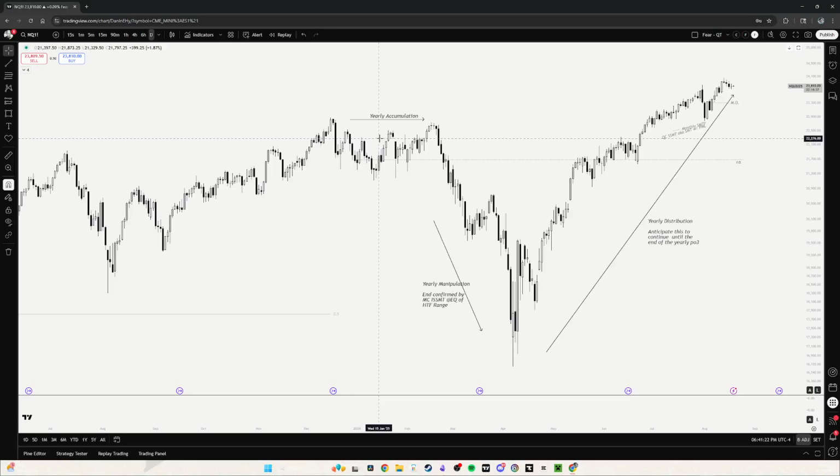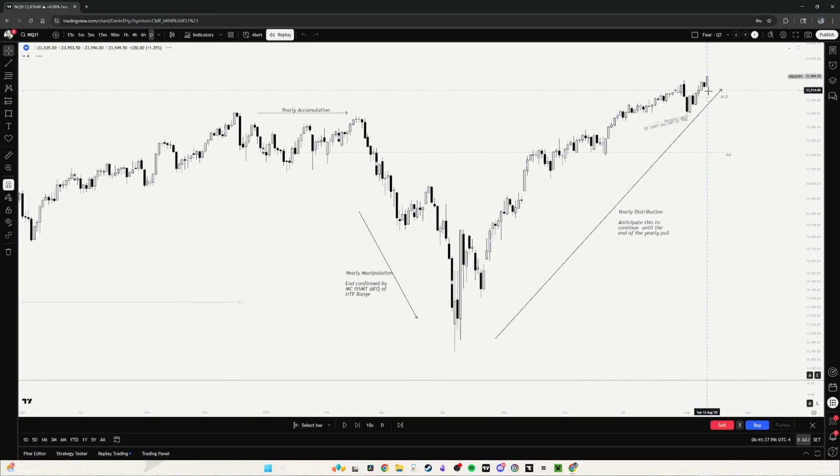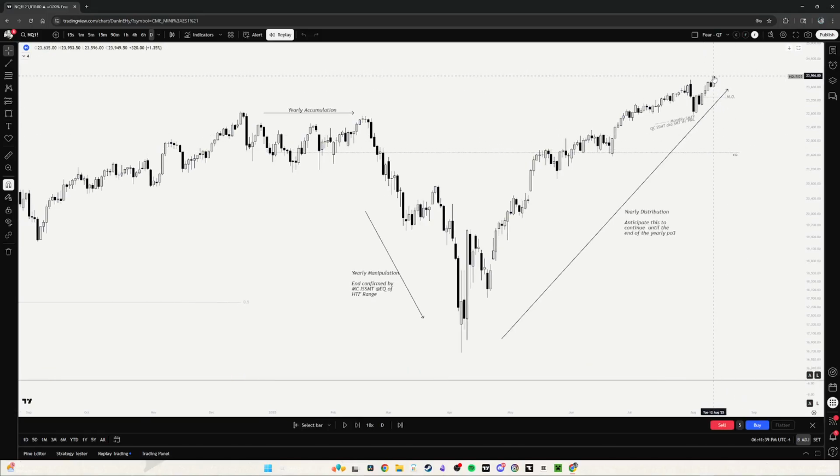If we understand what stage of Power 3 we're in within our yearly Power 3, then we can go from there and have a bias for our quarterly and monthly Power 3. So within our yearly Power 3, for reference, the trade I took was on the 12th, all the way up here, this distribution candle right here. Where were we in reference to that? Well, where we were is in the distribution stage of our yearly Power 3.